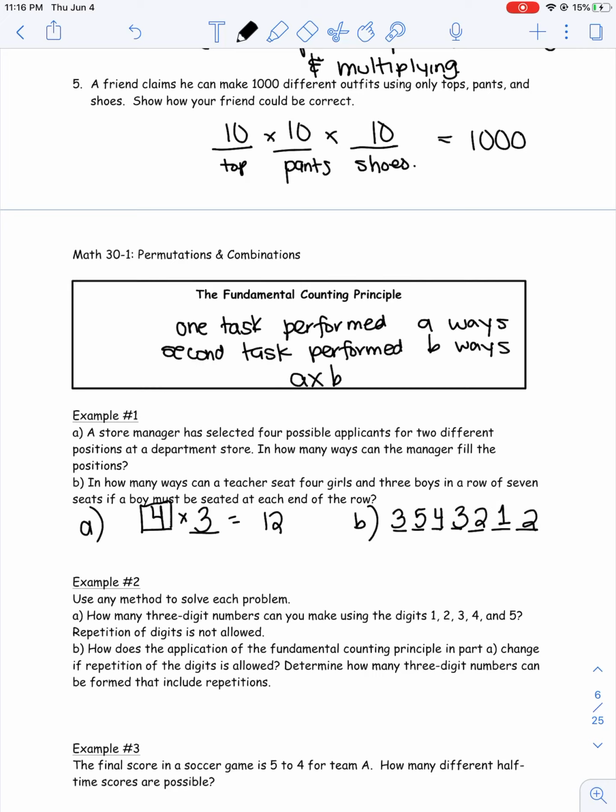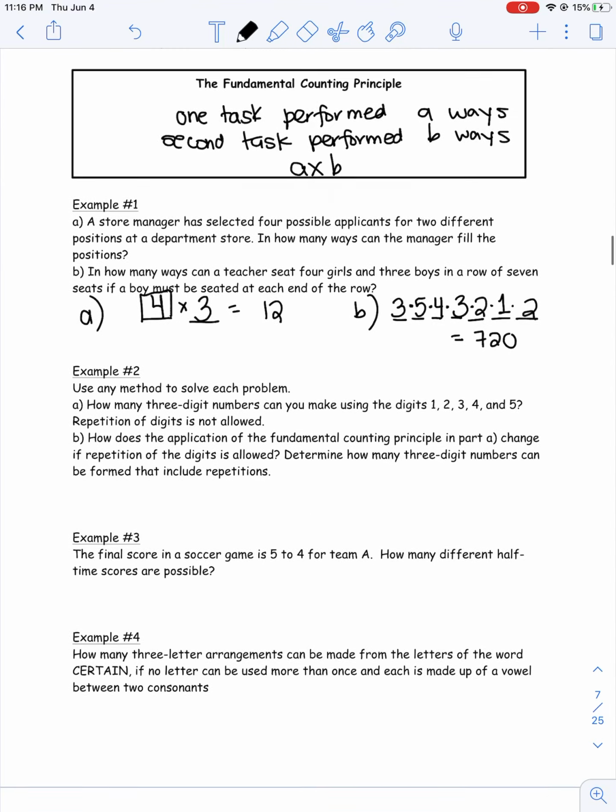Now, what we always do is we multiply between all these numbers to get our final answer. So if you put this into your calculator, you should get 720 different ways that they can be arranged in this row.